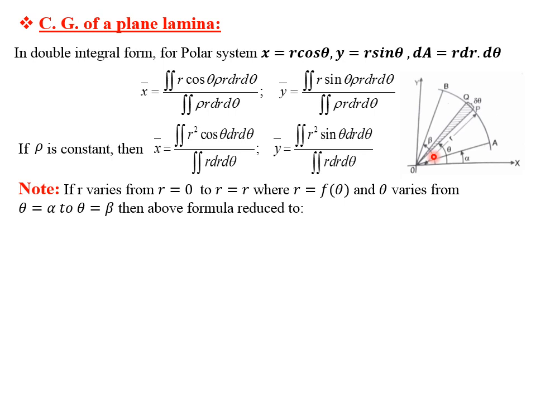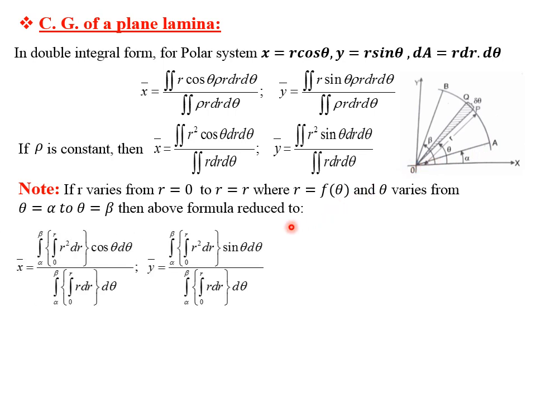Okay, so here we have a function r is equal to f of theta, where r varies from 0 to f of theta, that is along this curve. And theta varies from theta is equal to alpha, that is the lower limit, to theta equal to beta, that is the upper limit. So we are finding out the CG of this plane lamina in a polar form, AOB, this plane lamina.